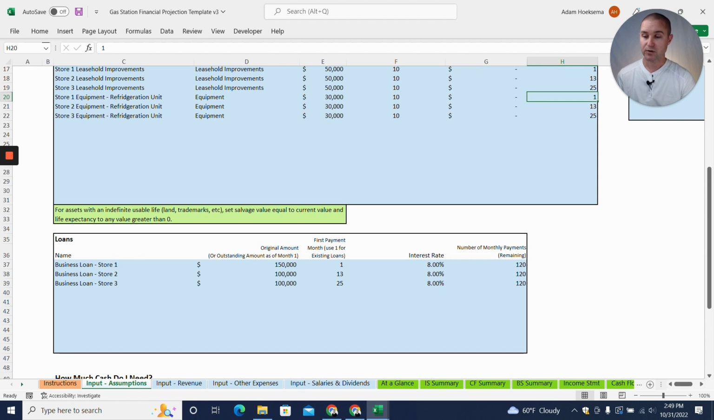And then next, we're going to take out a business loan for each of these stores as well. So $150,000 business loan in month 1 for the first store, and then $100,000 for the next 2, because we're hoping that we'll have some positive cash flow from the first store, so we don't need to borrow as much for store 2 and 3.